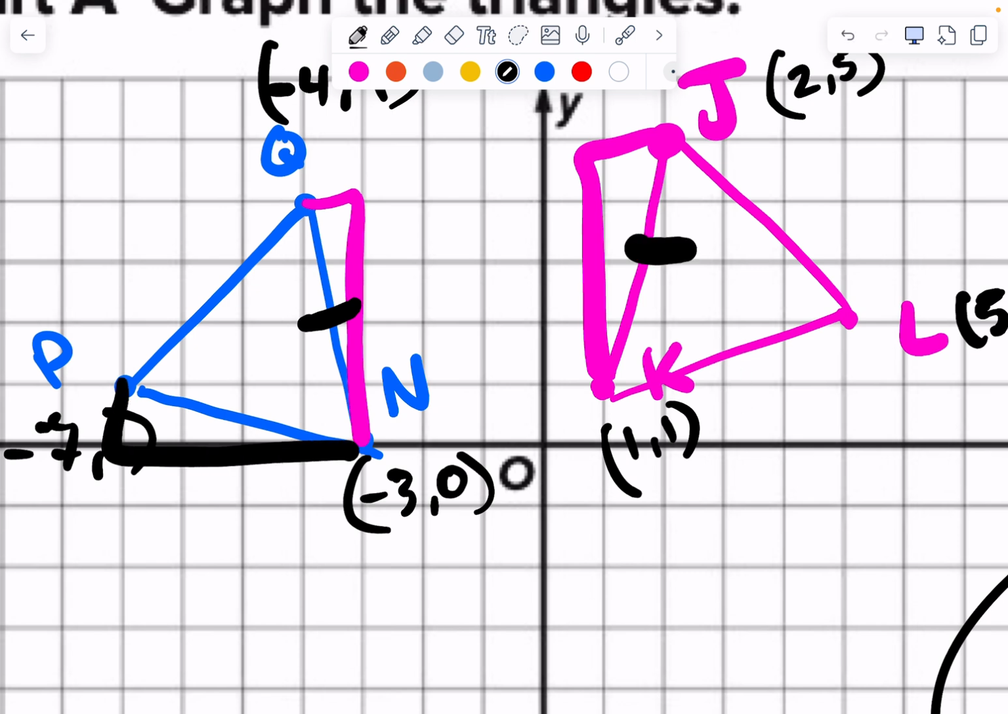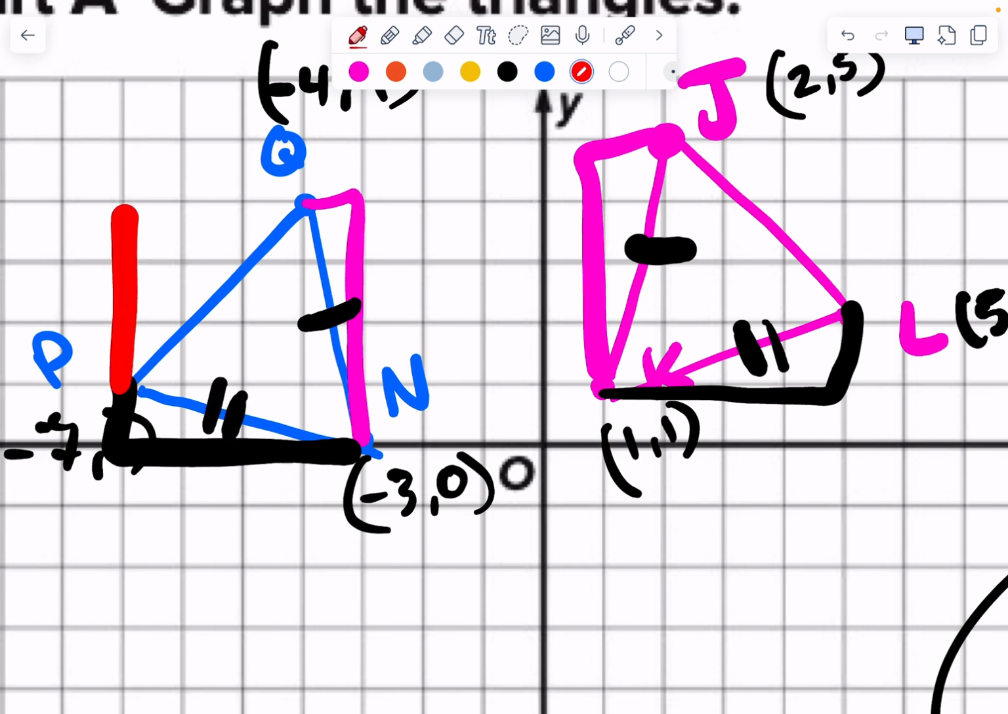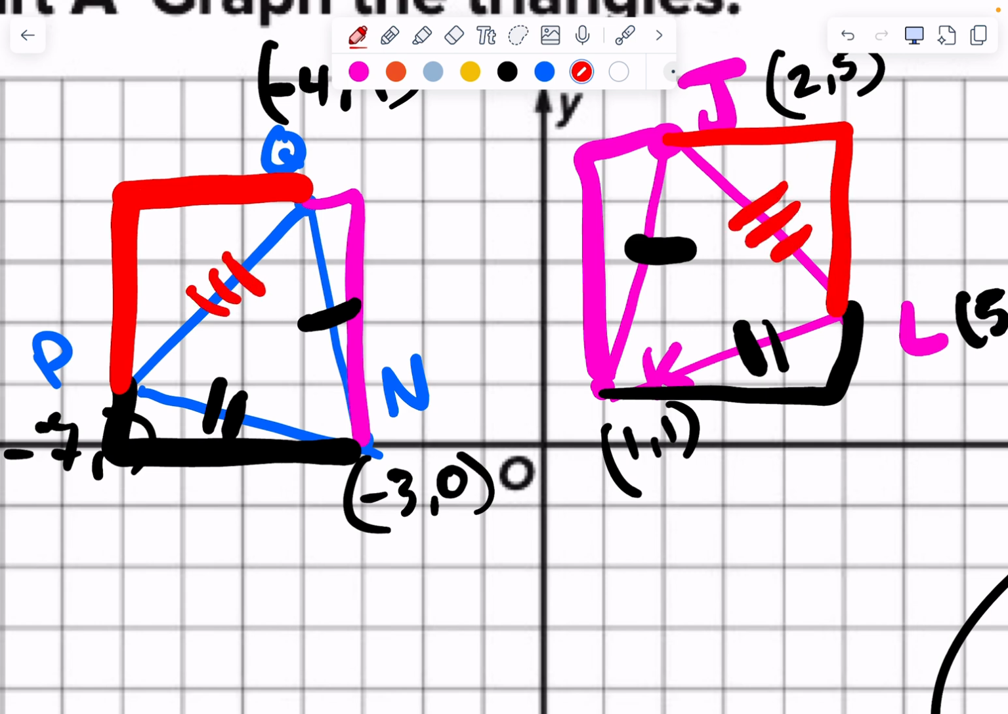This guy is a 1 and 4 also. Do we have another one that's a 1 and 4? Yep, 1 and 4. So that guy matches that guy, right? But this third one is a how much and how much? Is a 3 and 3. That's a 3 and 3. So those guys have to match, right? Okay? So because of that, all 3 sides match all 3 sides.